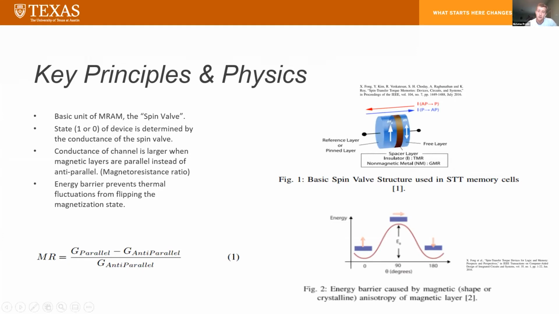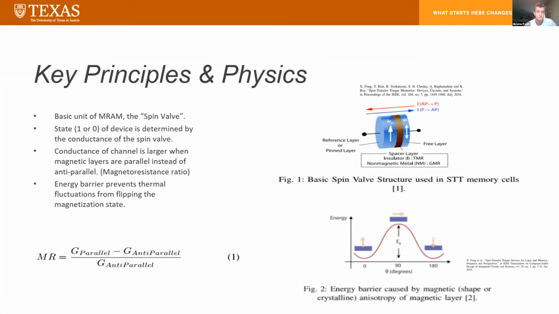So in terms of some key principles in physics, here is the basic spin valve structure. It consists of a pinned magnetic layer, an insulator or non-magnetic spacer layer, and a free magnetic layer. Depending on the relative orientation of these two layers, we get a difference in the conductivity characterized by this MR ratio. This is enabled by the magnetoresistive effect, and this is how the state is actually measured, by a difference in resistance.